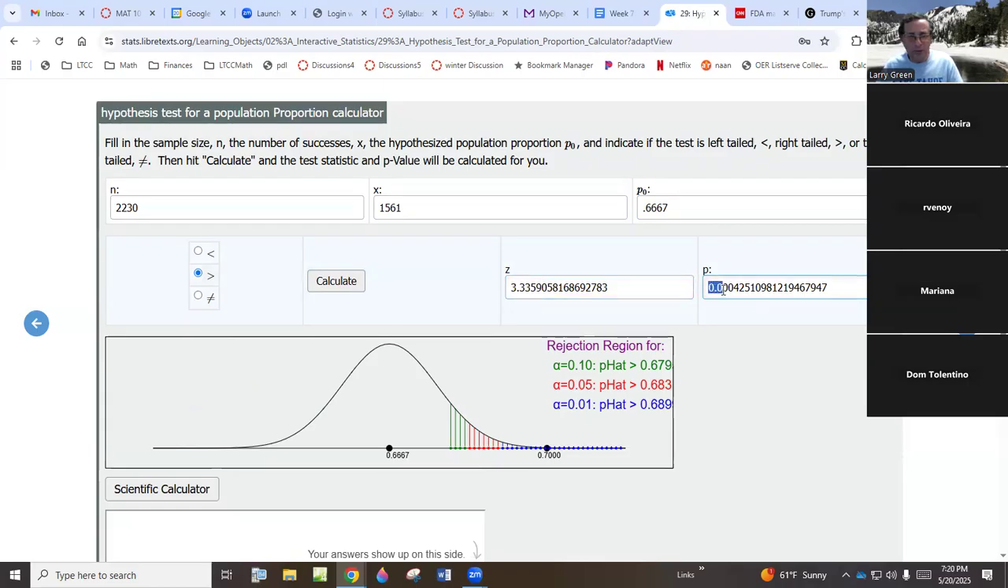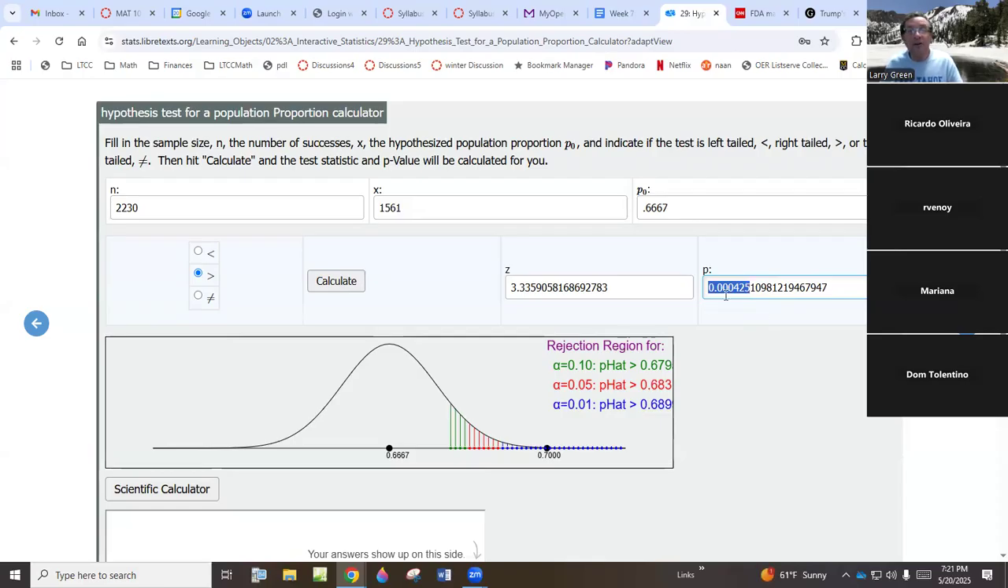Our p-value is 0.000425 or so. So what do you think? Is there statistically significant evidence? Yes or no? What do you think?